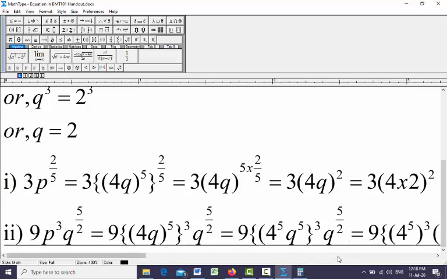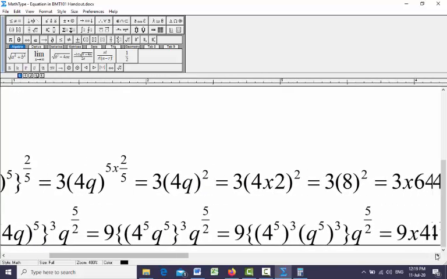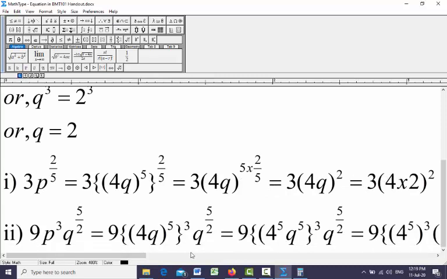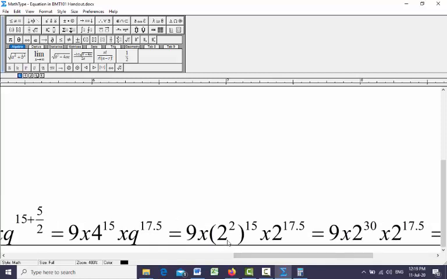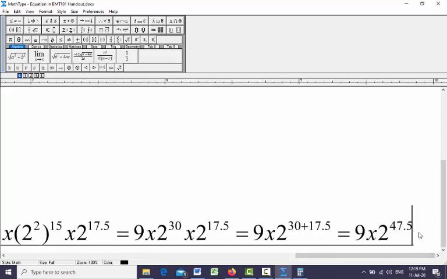So Q to the power 15. So we will have 4 to the power 15, q to the power 15 multiplied by q to the power 5 by 2. That's it. So 17.5, 4 to the power 15, correct. And then we have 2 square, 2 square 15 is 30, and q is equal to 2 to the power 17.5. So we will have 2 to the power 47.5. So that's the answer. It's correct.